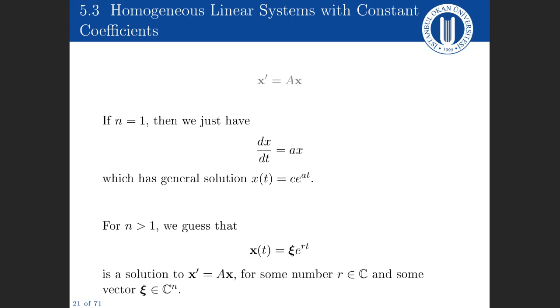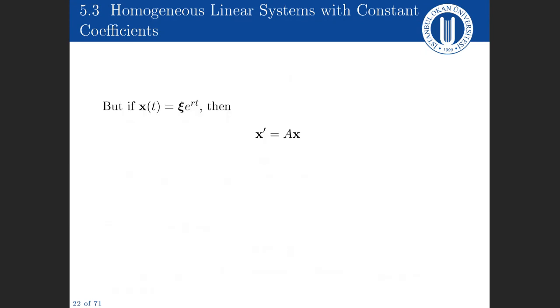Let's make a guess. Let's guess that if n is greater than 1, we still have the solution something, instead of a number, a vector, multiplied by an exponential function. For some number r, which we don't know, and some vector xi, which we don't know. This symbol is the Greek letter xi. How could we find the number r? How can we find the vector xi?